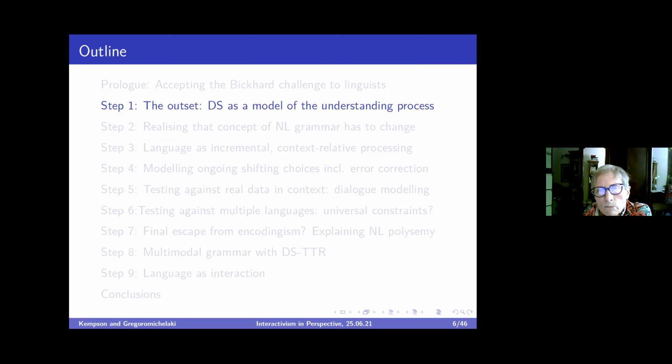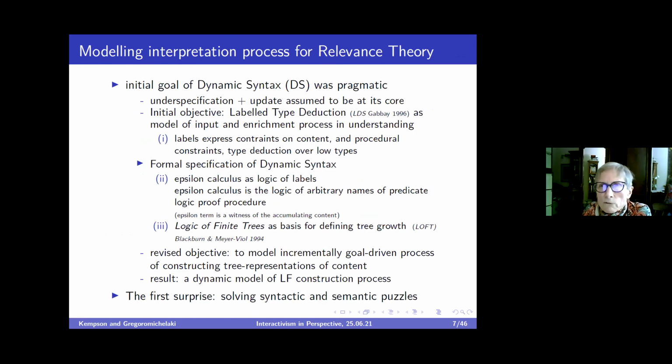Okay, so here's the outset. What we set out as the beginning was indeed to model the interpretation process for relevance theory. I was working as a straightforward linguist, and I saw that we had to provide them with a model of interpretation, since none of them were actually doing that. So the initial goal of what came to be called dynamic syntax was pragmatic. That is, underspecification and update were assumed to be at its core, and that is sustained. For that I turned to Dov Gabbay, who defined the concept of labelled type deduction. We took this as the model of input and enrichment.